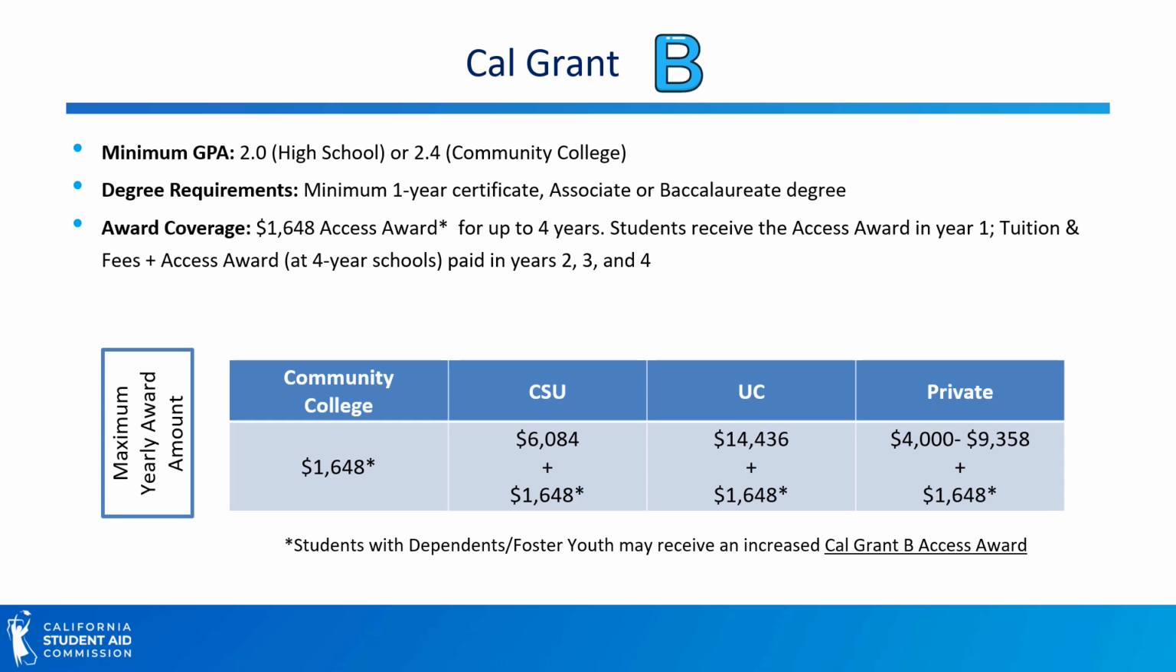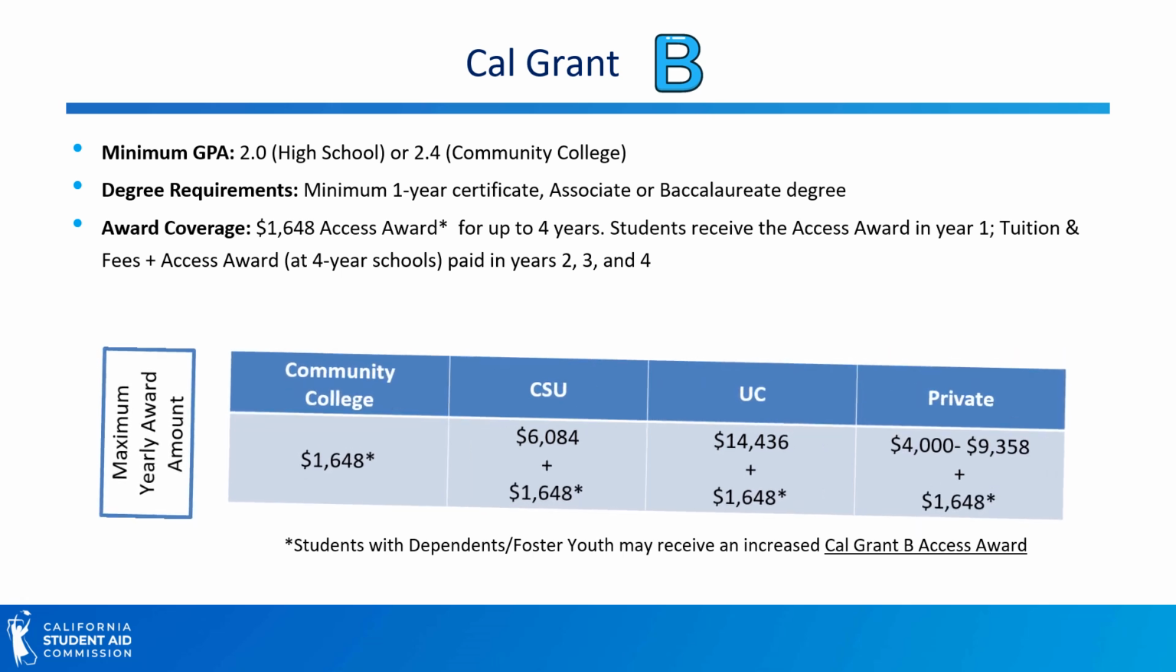Moving on to Cal Grant B. Cal Grant B has a minimum GPA requirement of 2.0 if using a high school GPA or a 2.4 if using a community college GPA, and has lower income and asset requirements than a Cal Grant A award. Students awarded a Cal Grant B must be enrolled for at least one academic year pursuing an associate or bachelor's degree. This award is for low-income students and provides them with a living allowance called an Access Award of $1,648, as well as assistance for tuition and fees.